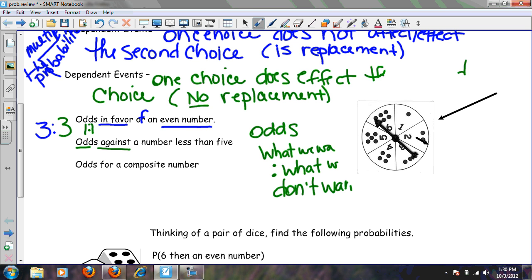Odds against a number less than 5. So I don't want a number less than 5. Let's start with what we want, odds against a number less than 5. Here's a number less than 5, here's a number less than 5, here's a number less than 5, here's a number less than 5. 4 to 2. 4 are less than 5, 2 are not. Or you could say 2 to 4 in favor of a number greater than 5. 4 to 2 simplifies to 2 to 1.